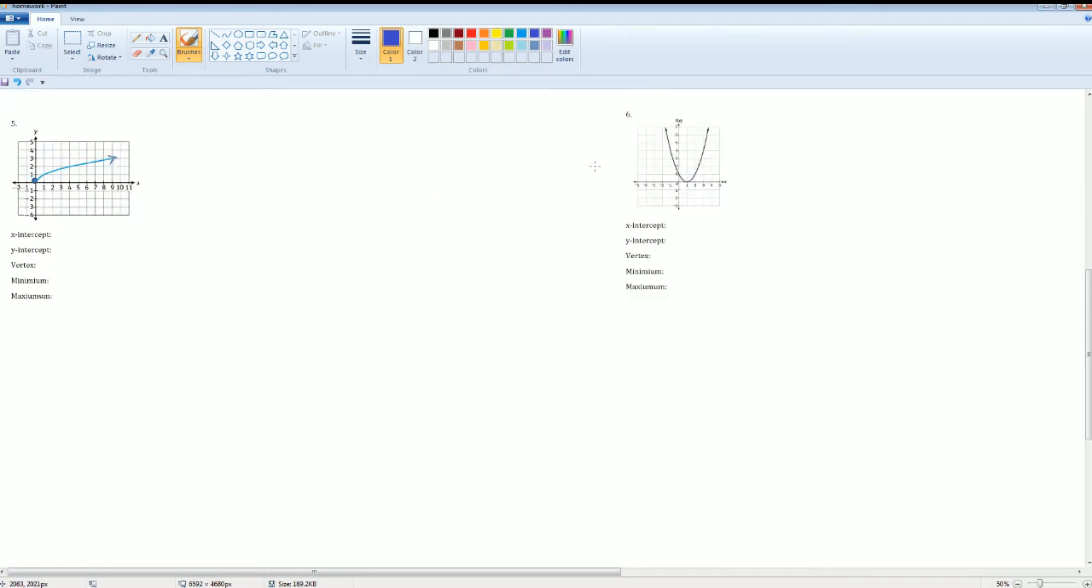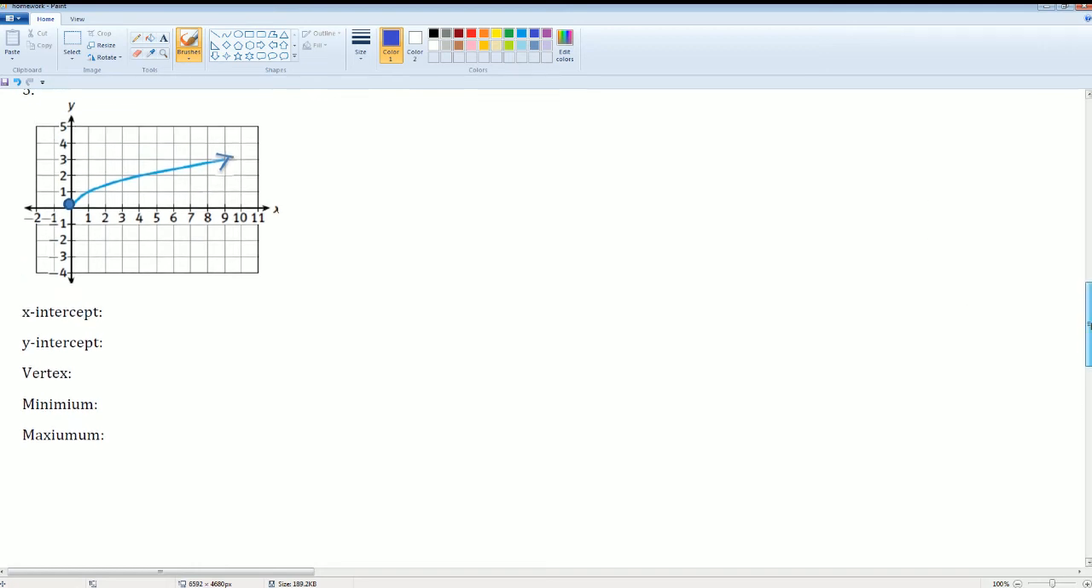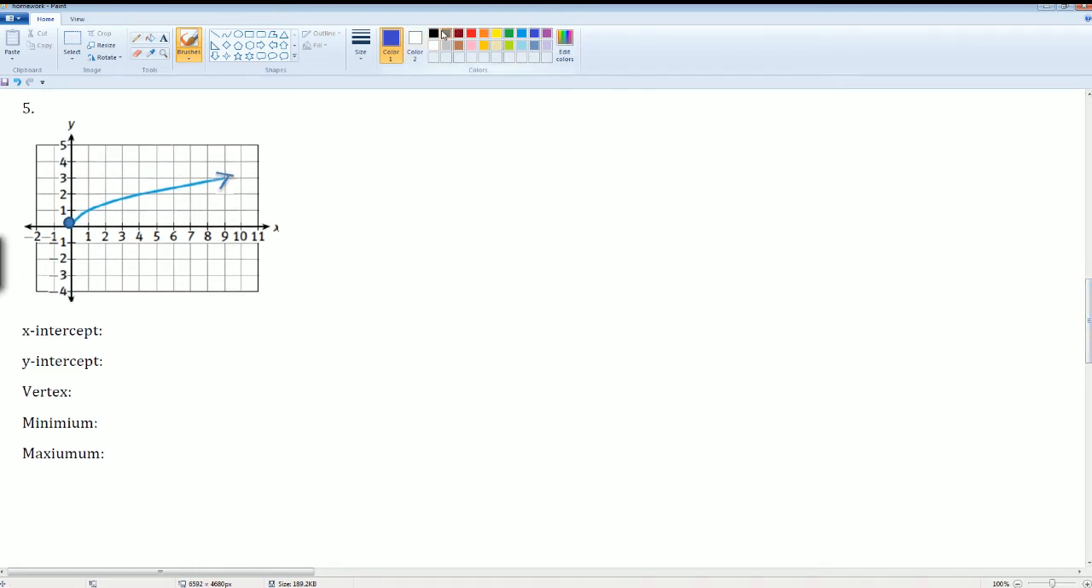All right, let's look at 5. Let's look at your x-intercept. Where does it cross the x-axis? Right here at 0, 0. Sorry, this should be in red for the x-intercept. I'm just trying to color code it for you. What is your y-intercept? Where does it cross the y-axis? We go up, down, right here, 0, 0. So the y-intercept is at 0, 0.